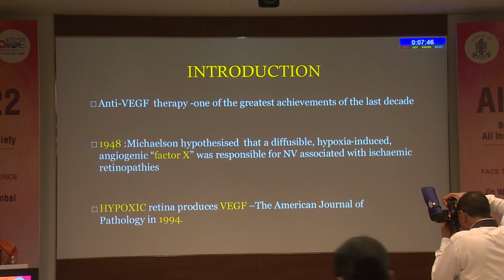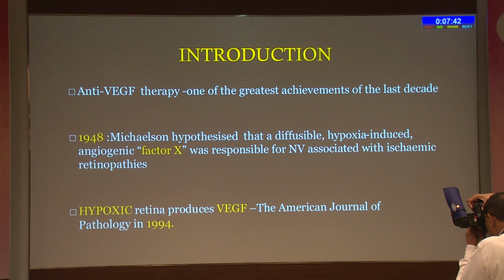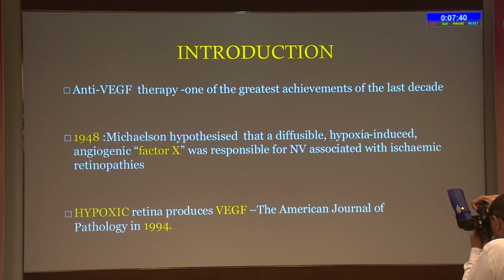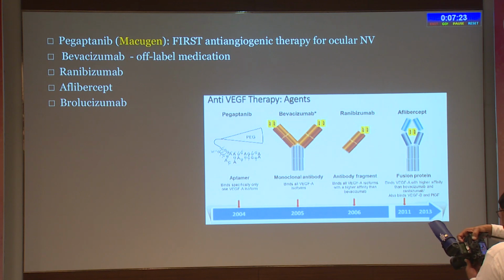So a little bit of history. In 1948, Michelson hypothesized that there was a diffusible hypoxia-induced angiogenic factor that was responsible for neovascularization, and that was identified as VEGF in 1994. And we got the first anti-angiogenic therapy for ocular neovascularization as pegaptanib. After that started the off-label use of bevacizumab, then came ranibizumab, aflibercept, and then the latest, brolucizumab.